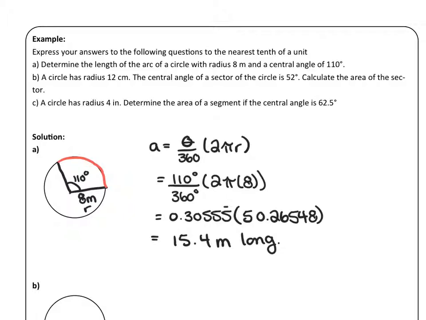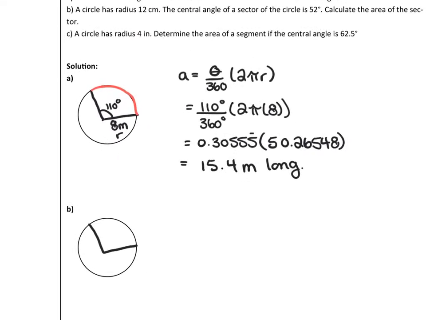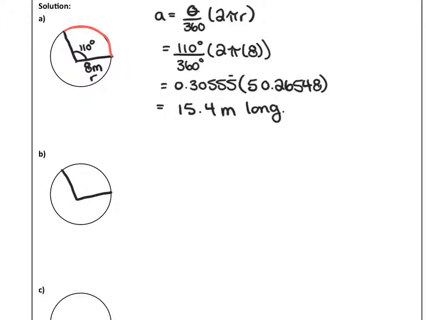All right, B. A circle has radius 12 centimeters. The central angle of a sector of the circle is 52 degrees. Calculate the area of the sector. So this time we're going to do area of a sector. I should probably draw this a little more realistically because it's 52 degrees. So we'll do this: 12 centimeters, 52 degrees, and we want the whole area of that.